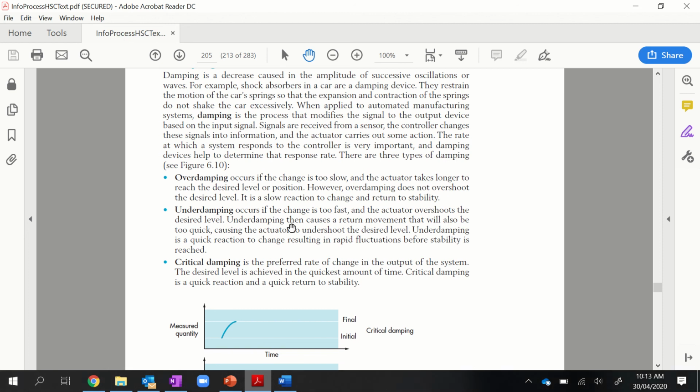I'm obviously going to put some homework questions up in our OneNote, and one of the questions will be to define these. So that's the conclusion of 6.3, collecting data in an automated manufacturing system.